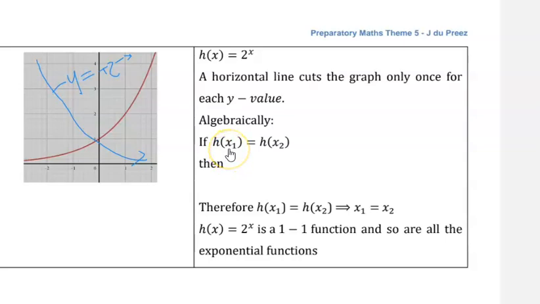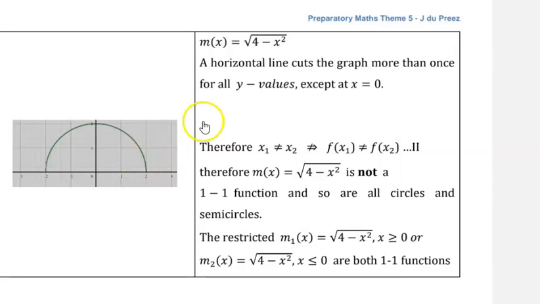And in this case, if we look at h of x1 equal to h of x2, then we will have 2 to the x1 is equal to 2 to the x2. According to our laws for exponents, we will then have x1 equal to x2. So we can also say that if we start with equal y values, then we will get equal x values. So 2 to the x as well as 2 to the minus x, and all the family of exponential functions will be one-to-one functions.